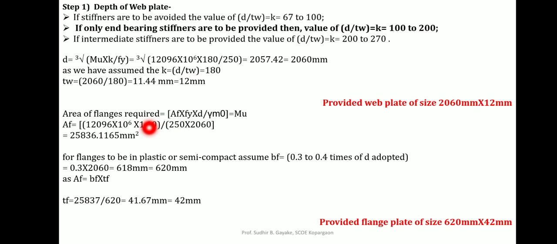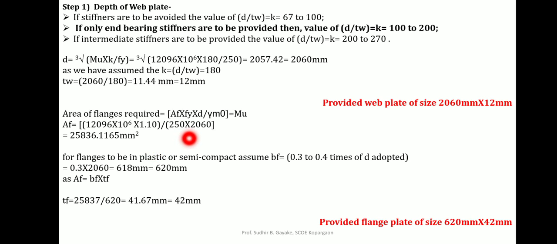Already in condition 1 also we have seen this. So area of flanges required, area of flanges into Fy into depth divided by gamma m0, equals your moment, equating with maximum moment. We are getting near about 25836.11 mm square. So 25,836 mm square.